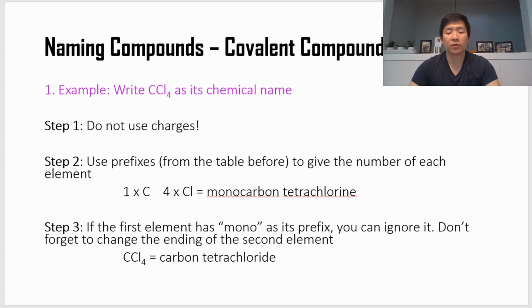So in step 2, it says use prefixes to give the number of each element. Carbon, I only have 1, so monocarbon. Chlorine, I have 4, so tetrachlorine. Once we've got that, we're going to start cleaning up. There are a few rules here. If the first element has mono as its prefix, we're going to ignore it. So if we have monocarbon, mono being the first one in its name, we're going to ignore that. And don't forget to change the ending of the second element. So instead of chlorine, we have chloride. And so our final answer for CCl4 is carbon, because there's only 1, and tetrachloride, because we have 4 chlorines.